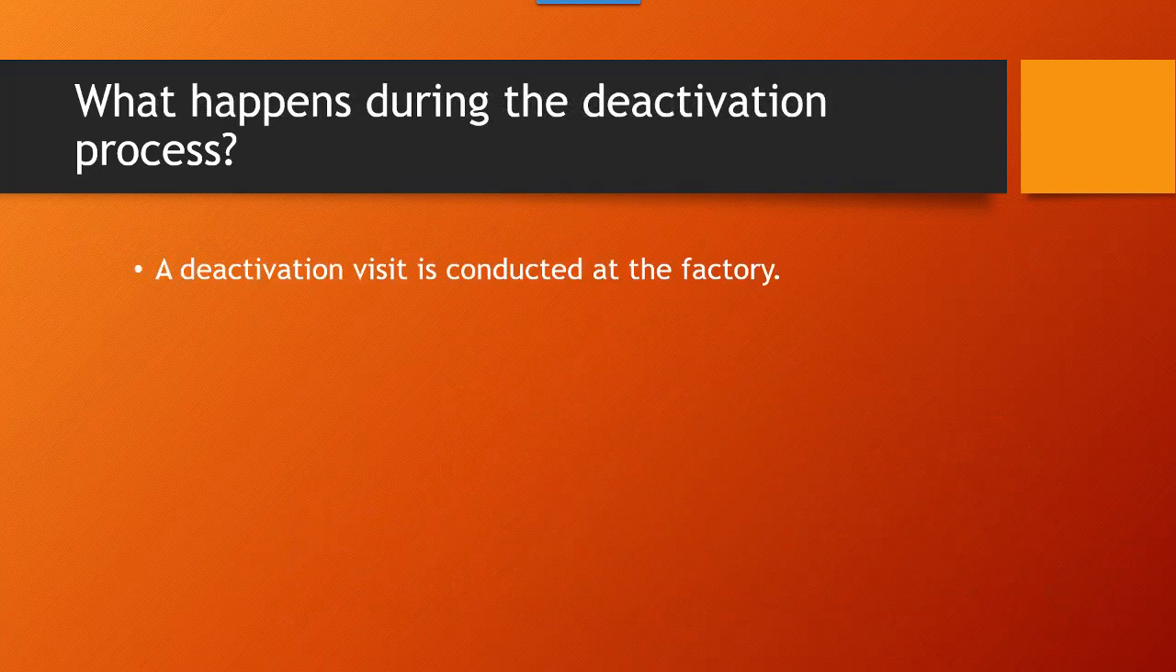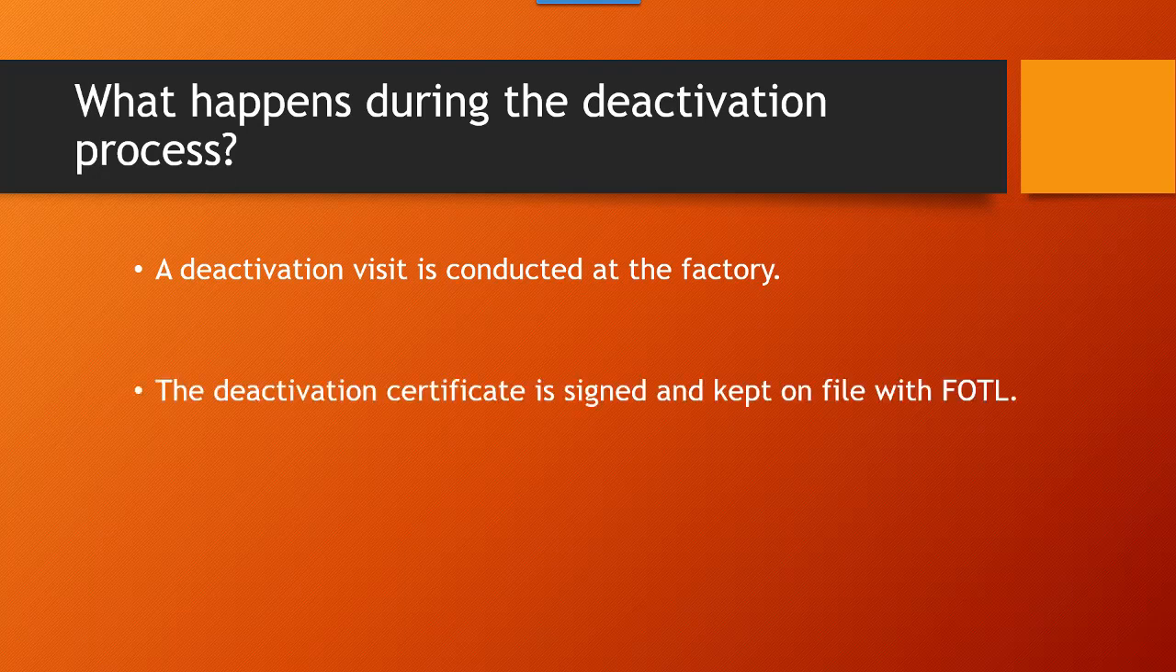Once the Fruit of the Loom CSR team receives confirmation that all orders have shipped, a deactivation visit will be arranged. After the visit has taken place, Fruit of the Loom will send the deactivation certificate to the licensee or factory to be signed and returned. That's it.